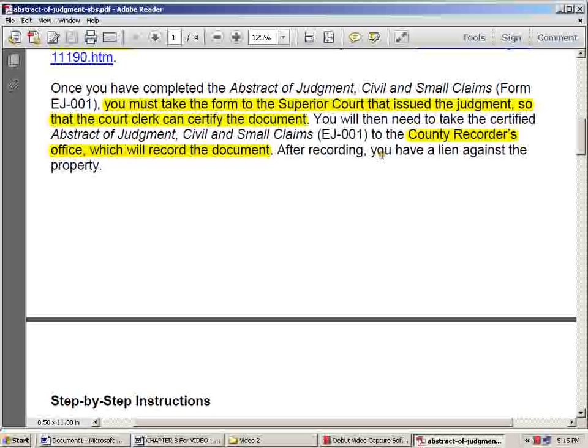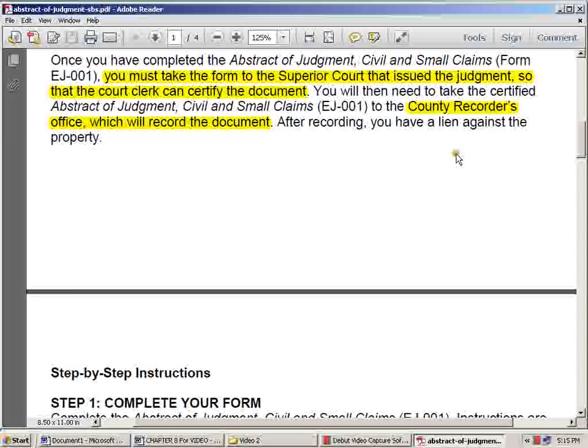After recording, you have a lien against the property, right? That's what makes the lien. Recording that document is the lien. The abstract of judgment is the lien when it's recorded with the county recorder.